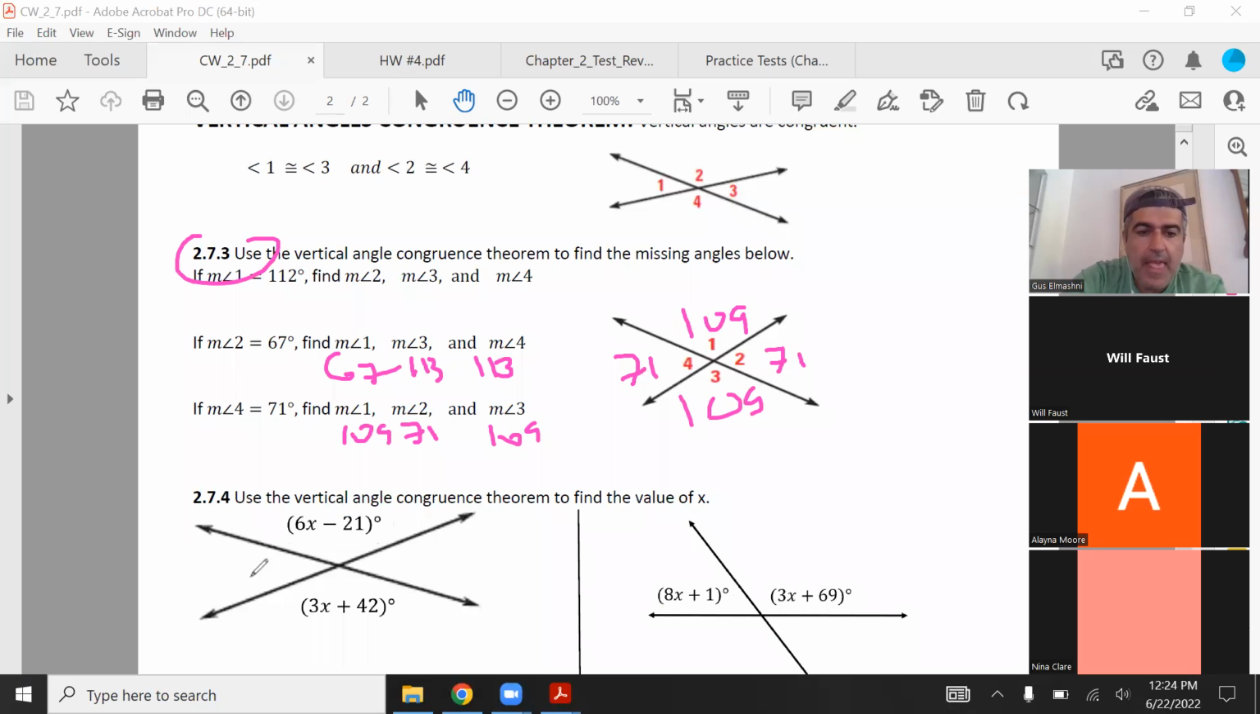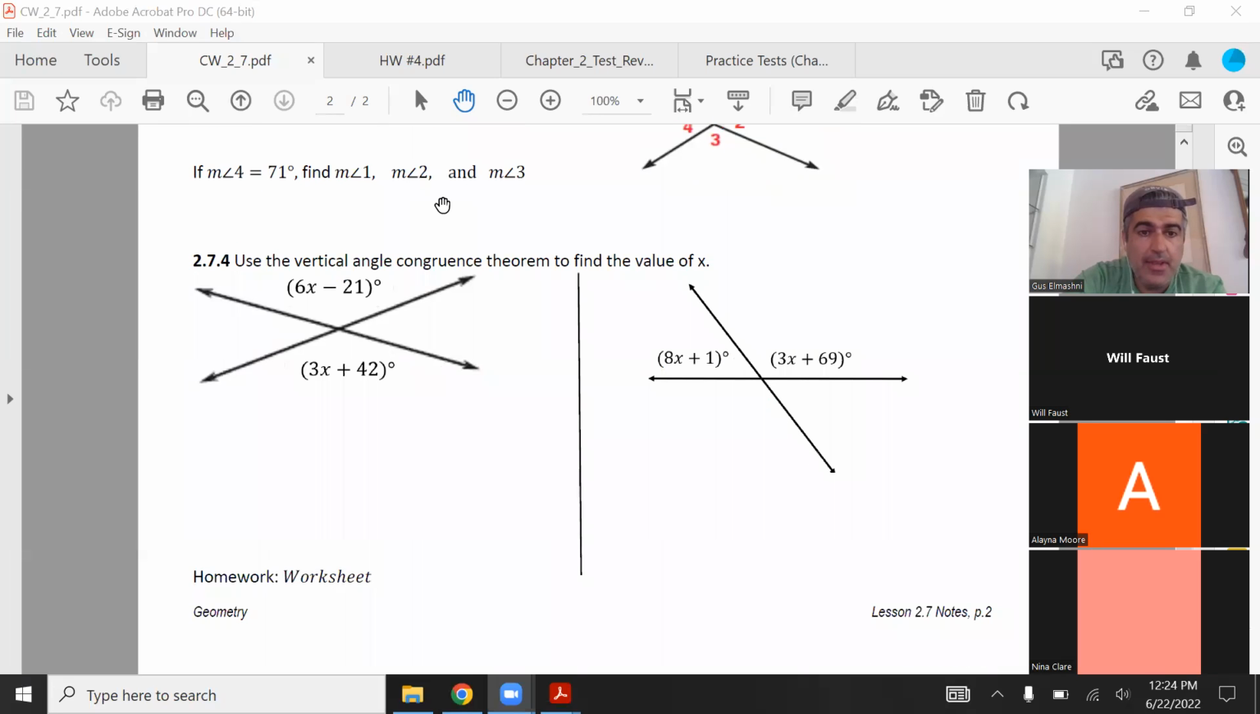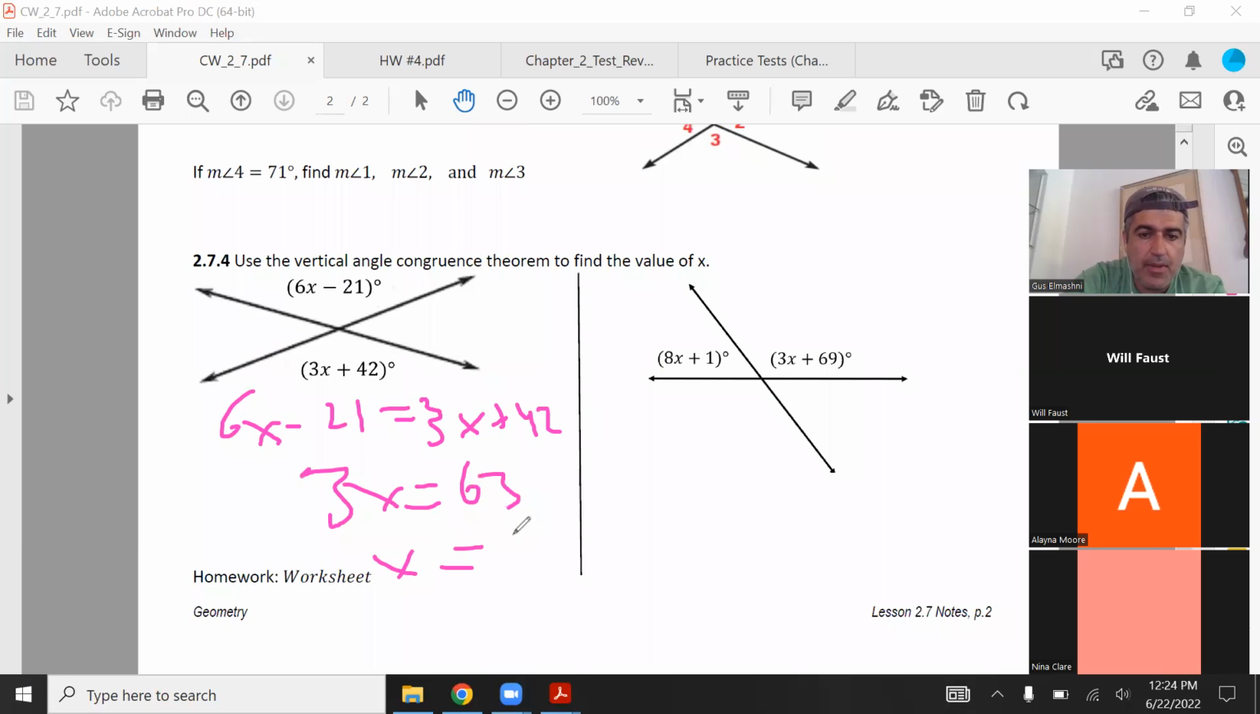Okay. And then lastly, what you want to do here, definitely going to be asking this on a test. 6x minus 21 has to equal 3x plus 42, because they're opposite of each other, vertical angles. So you have 3x on this side, 63 on this side, x is 21.